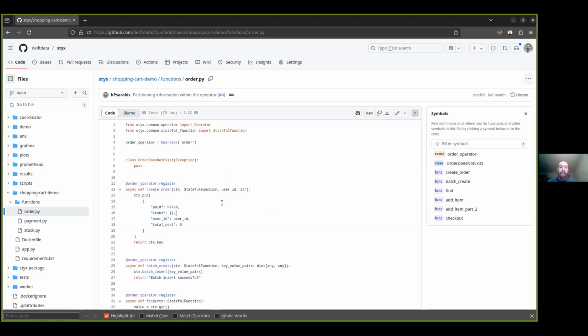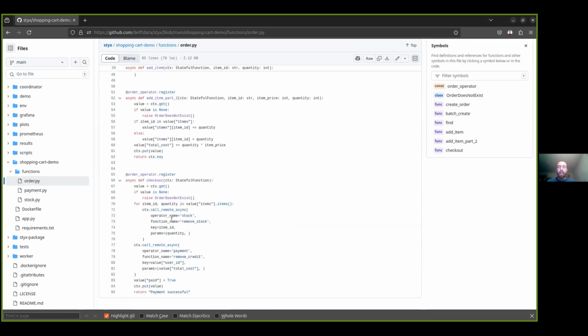Here, we can see that the API of Styx revolves around operators that are partitioned and contain some functions like the create order that initializes an order, or the checkout, and how simple it is to code such complex workflows with serializable and fault tolerance guarantees.